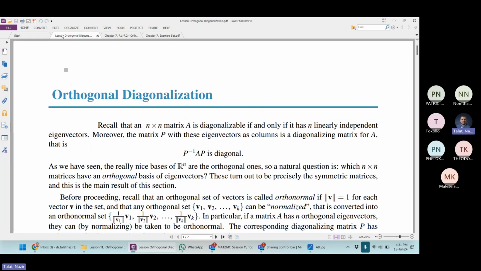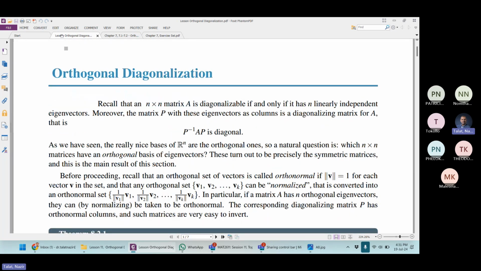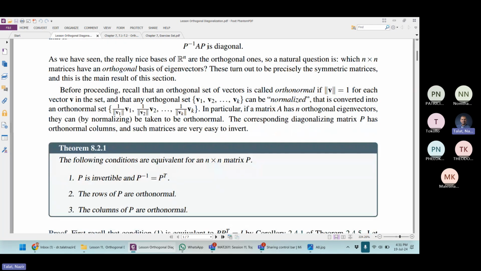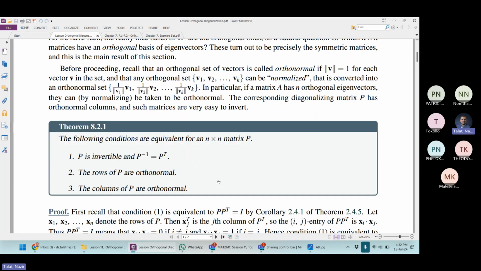Now, if we see some other notes regarding orthogonal matrices and orthogonal diagonalization: recall that A is an n cross n matrix, and if we take the transpose of P, multiply with A and P, then we get an orthogonal diagonalization of a matrix. In this case, P is invertible and P inverse plays the same role as P transpose. It means the rows of P are orthogonal and the columns of P are also orthogonal.